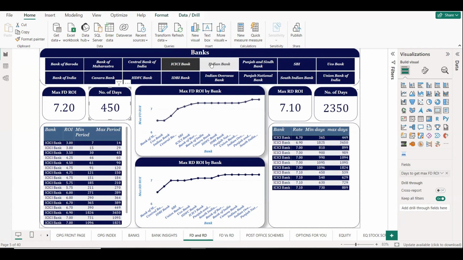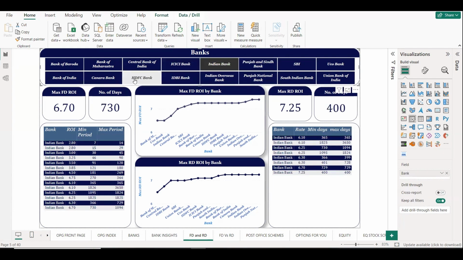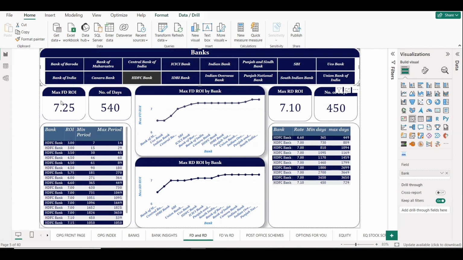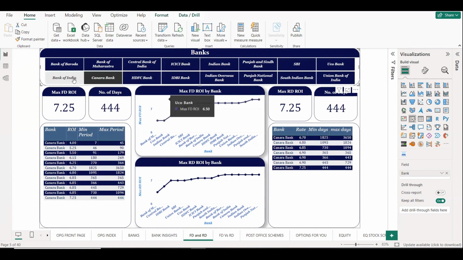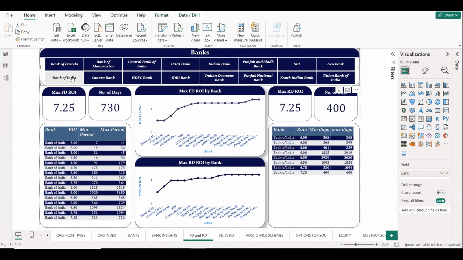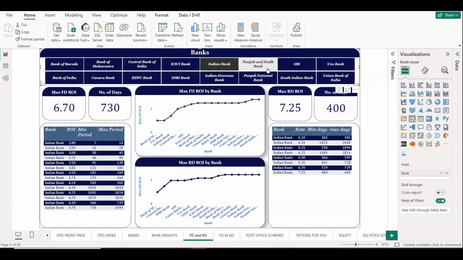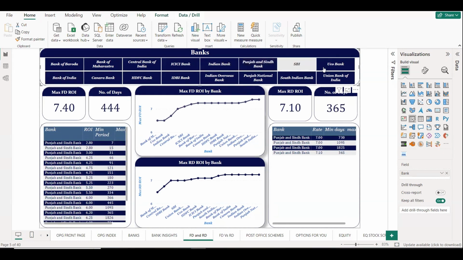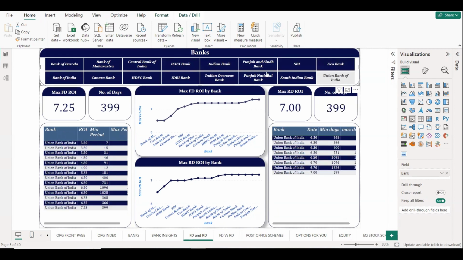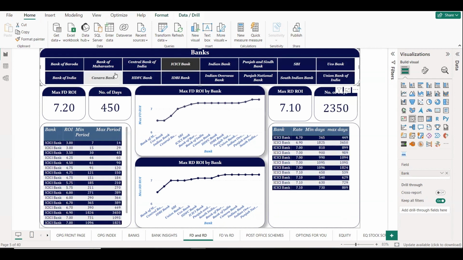So it is different for each bank, right? You can see for HDFC, in order to get a 7.25 FD return, I have to invest for 50 days, whereas for Canara Bank, it's very similar. Yeah, for Bank of India, I have to invest for almost 730 days to get a similar FD return. So here you can filter and choose which bank will give you the highest return in the least number of days of investment.